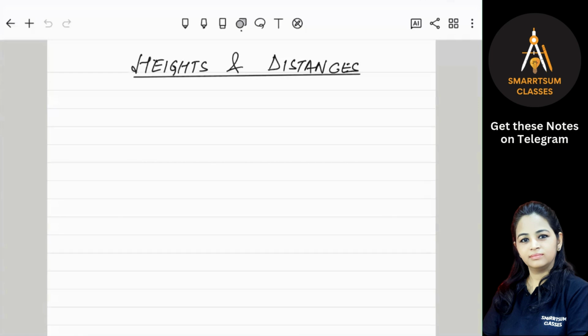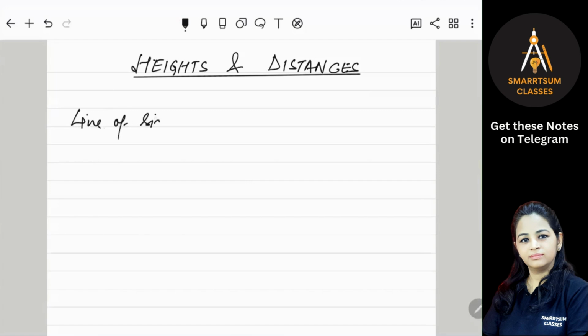So today we are going to start the new chapter, heights and distances. Now, the very first thing which we should know is the line of sight. What is the line of sight?